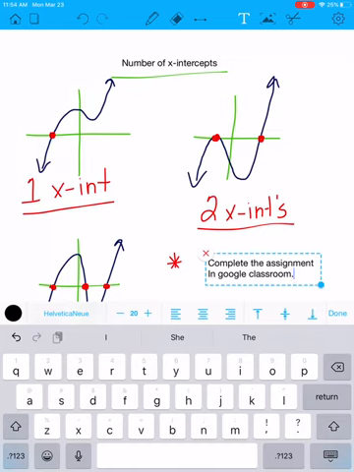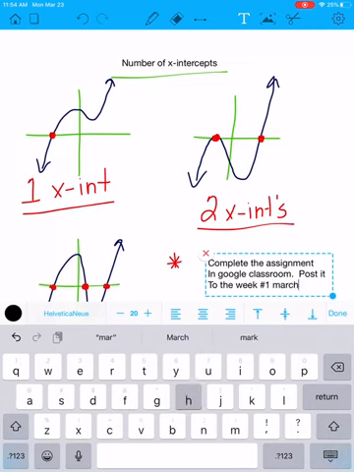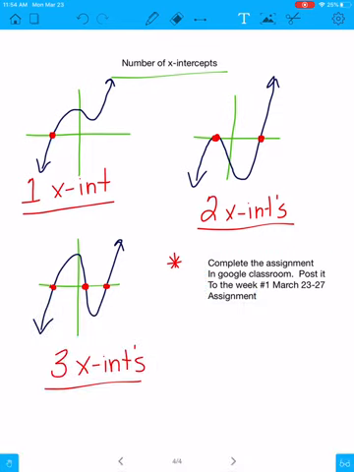I need you to post it to the week number 1, March 23rd to 27th assignment. So you're going to go into that assignment and hand it in there. So you're going to scan the document and hand it in there. Okay? Once you're done, you can press hand it in, you can be done. That's the minimum amount of work you can do, watching these podcasts or going through the notes and then handing in your assignment.